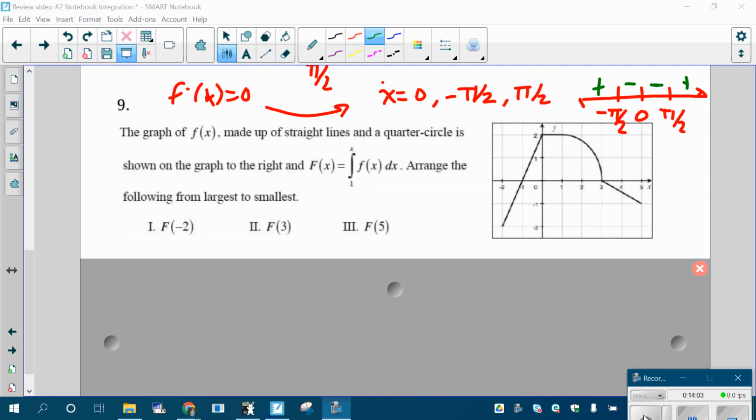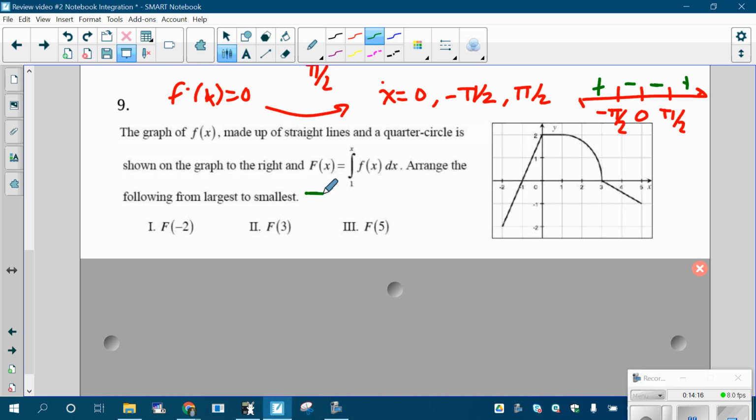Okay, last question here. They give us a graph of f of x. It's a geometry graph. It's got lines, semicircles. This is nice. They're talking about some other function, big F of x, which is the accumulator of little f of x from 1 to x. They're asking us to arrange F of 0, F of -2, F of 3, and F of 5 from largest to smallest.